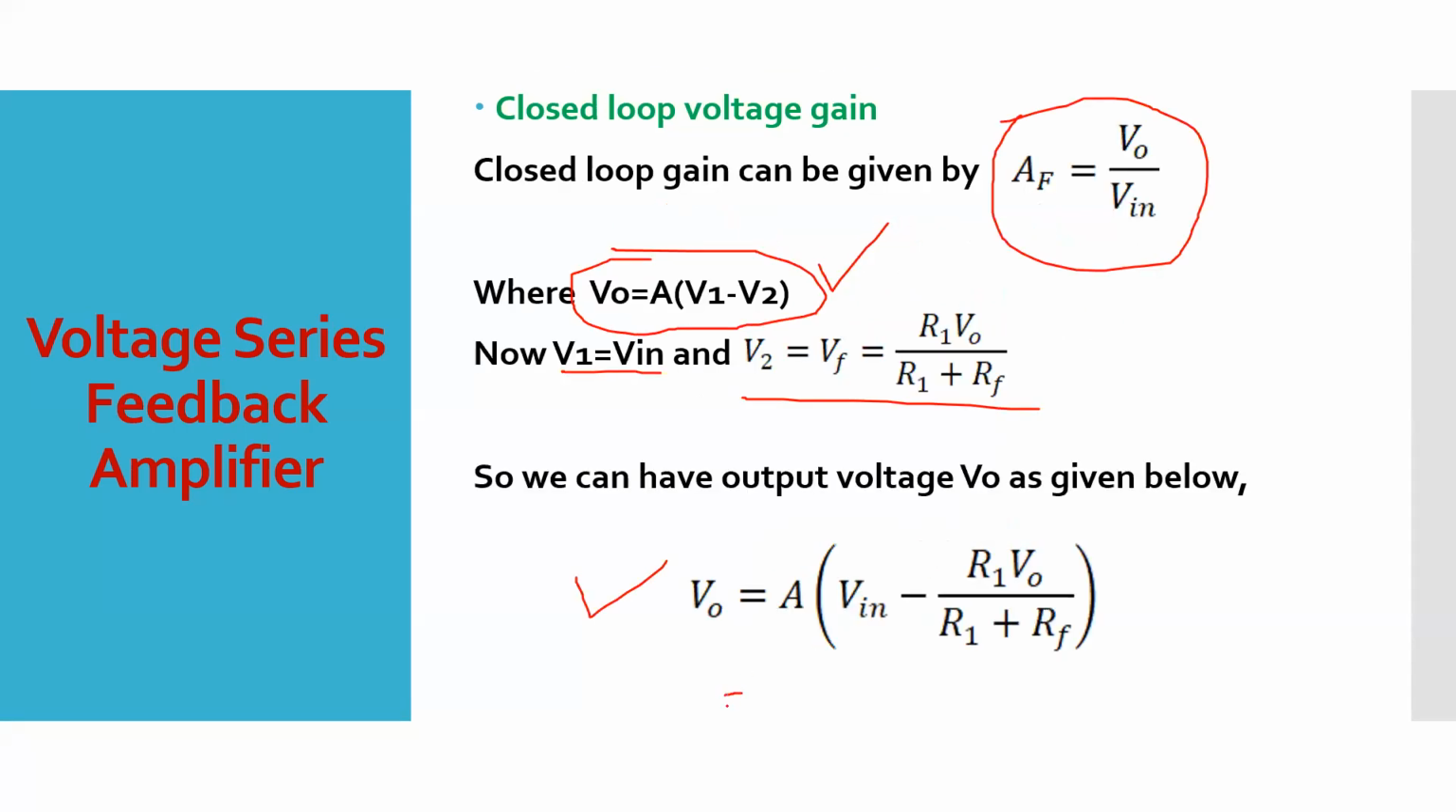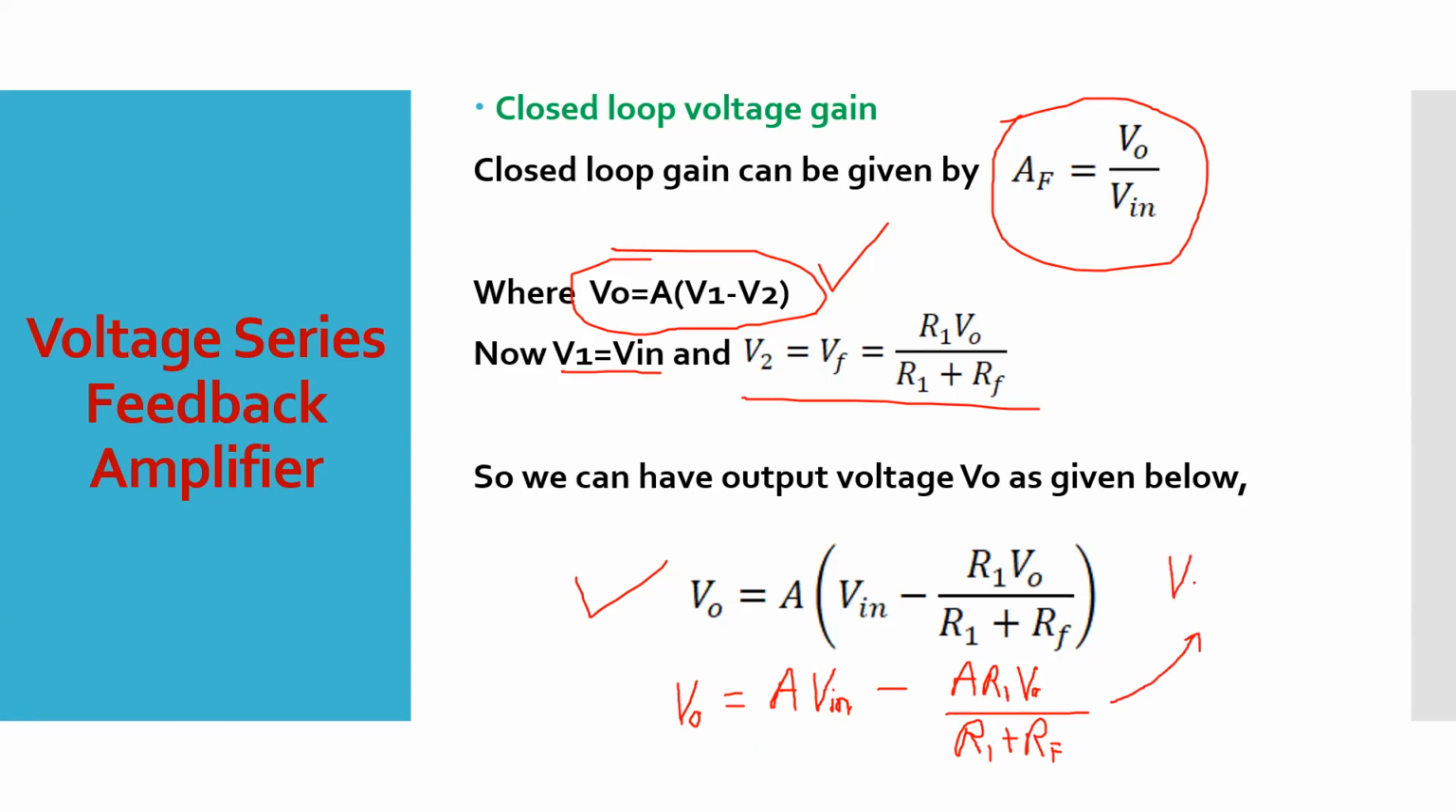You can write down like this, V0 equal to A into Vin, right? I am just opening the bracket. Then can I write minus A into R1 into V0 divided by R1 plus RF? Can you do like this? Right? Now what do you do? You take this term of V0 on the same side. V0 is already there. So I can rewrite this equation like this.